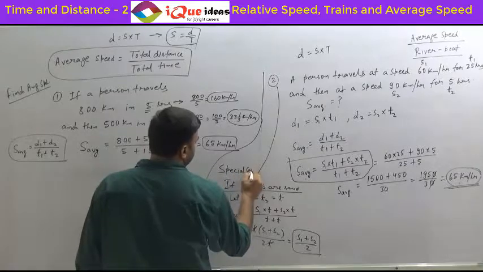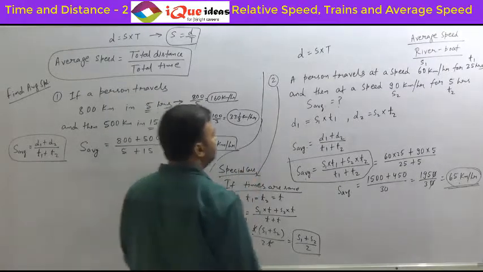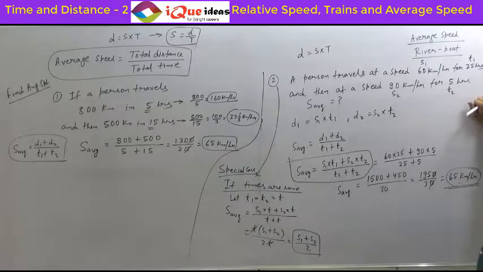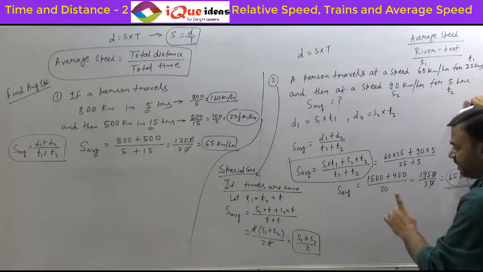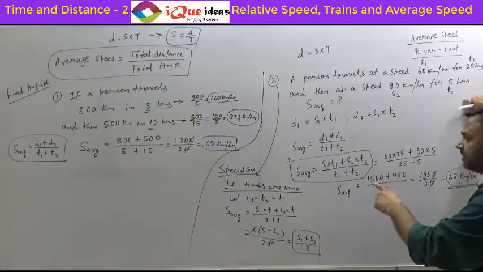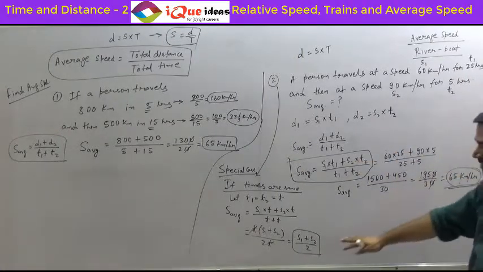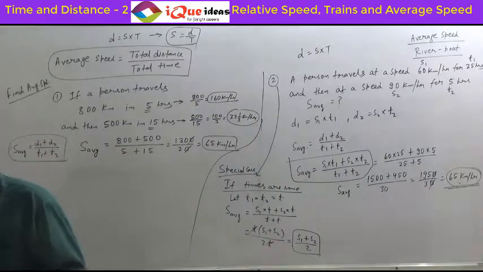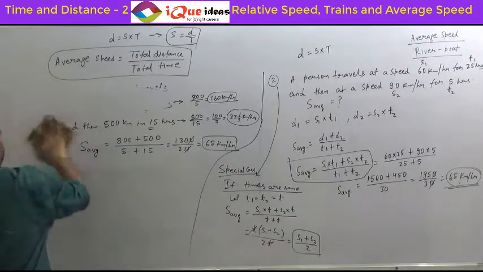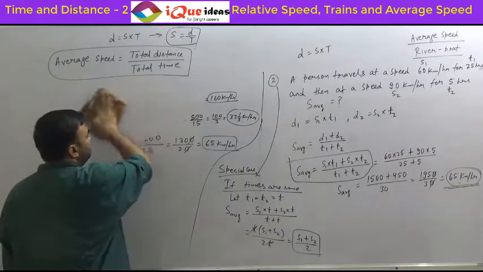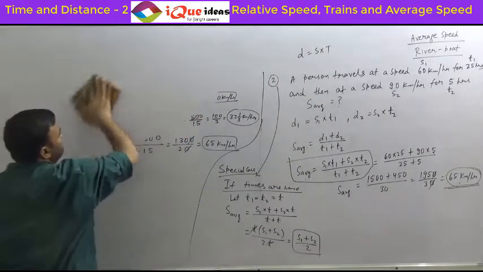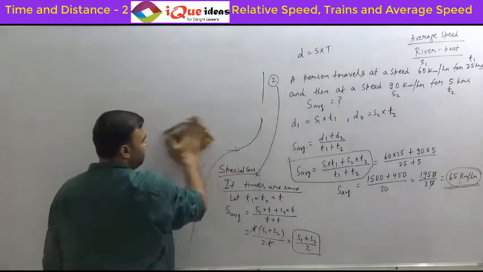Special case. If the distances are travelled in different parts, the speeds are given in different parts and the times are different, then we apply this expression to find the average speed. And if the times are same, then we take the simple average of the speeds. This is the only case where the average speed is equal to the average of the speeds, when the times are same. Now, in the first case, we had taken distance and time. In the second case, the speeds and the times of different parts were given.